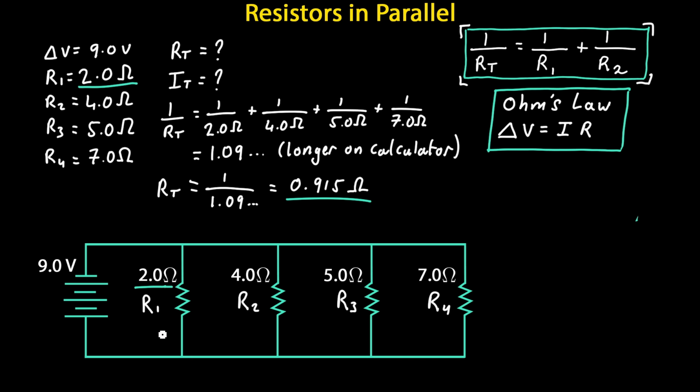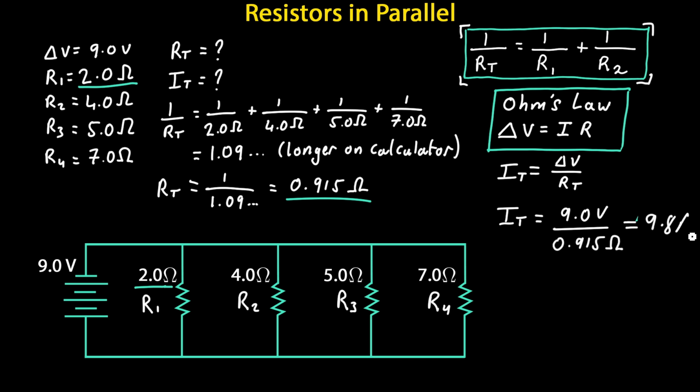So now to find the current in the circuit, we can rearrange Ohm's law again. So the total current within the circuit is equal to the potential difference of the battery divided by the total resistance of the circuit itself, which we found to be 0.915 ohms. So 9 volts divided by 0.915 ohms gives us a current of 9.8 amps to 2 significant figures.